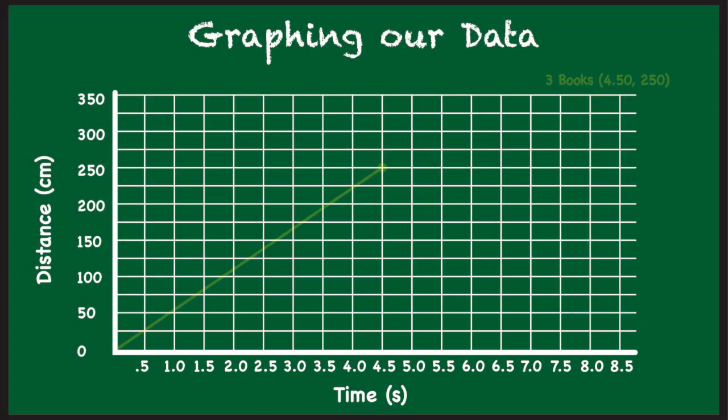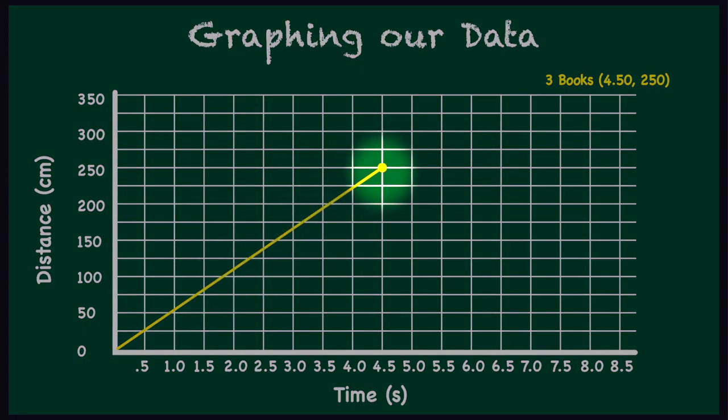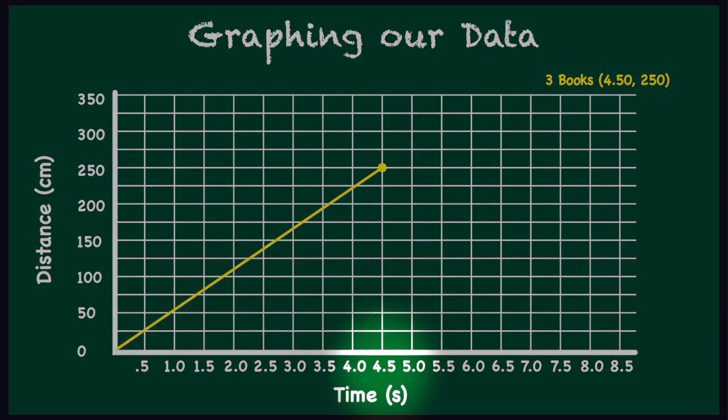The first line we're going to plot is from our 3 book height. If you notice, it starts at 0 centimeters and goes all the way up to 250 centimeters. That's because our car started at a 0 position and accelerated for 250 centimeters. The 2 points we used were the time it took for the car to travel that far, which was 4.5 seconds, and it traveled 250 centimeters.